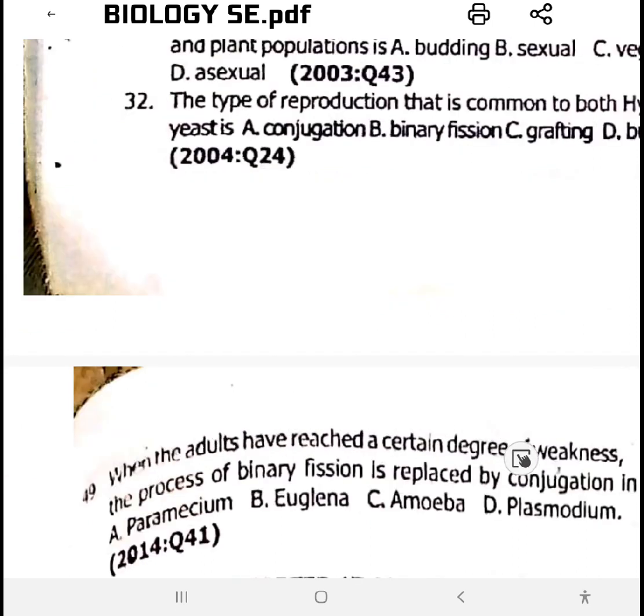49: when the adult has reached a certain degree of weakness, the process of binary fission is replaced by conjugation in which organism? Paramecium. So paramecium undergoes sexual reproduction when the condition is unfavorable, and it also undergoes asexual reproduction when the condition is favorable. So 49 is paramecium, option A.